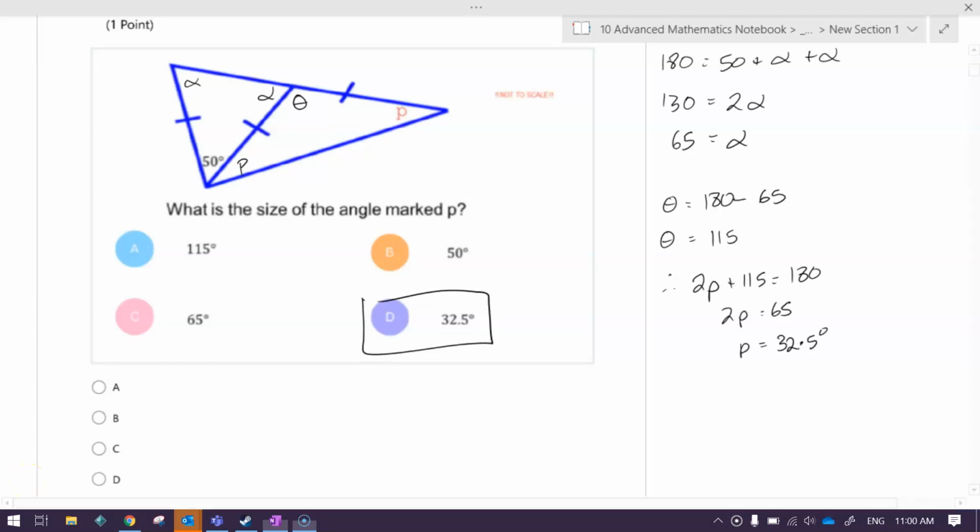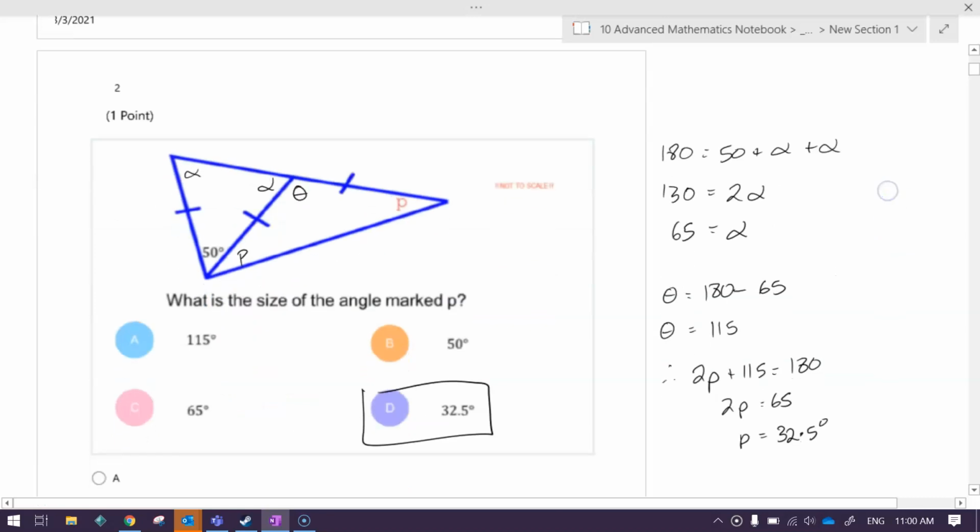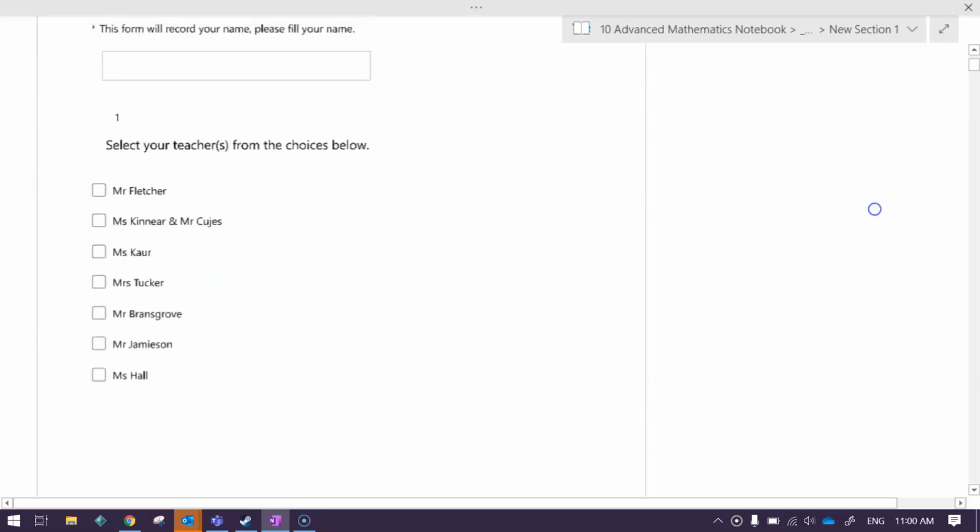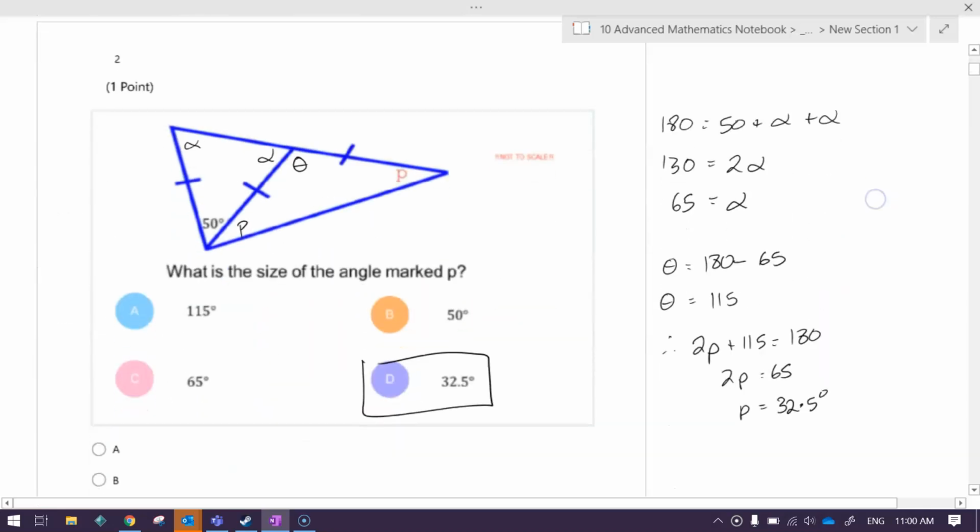Right, so I'm just going to run through the quiz for Year 10 from Week 6. Just running through the questions, making sure we're all okay with everything. Hopefully you know your own name and who your teacher is. All right, let's have a look.